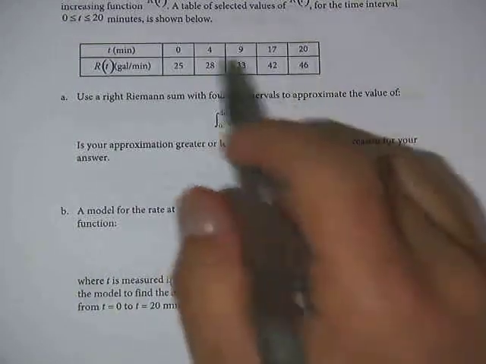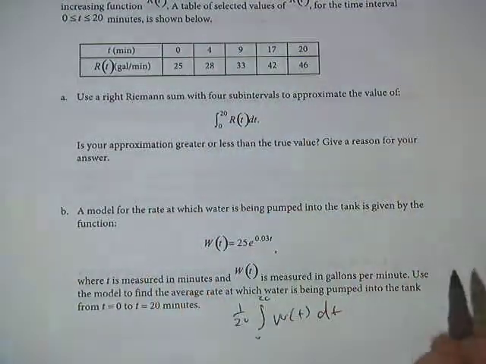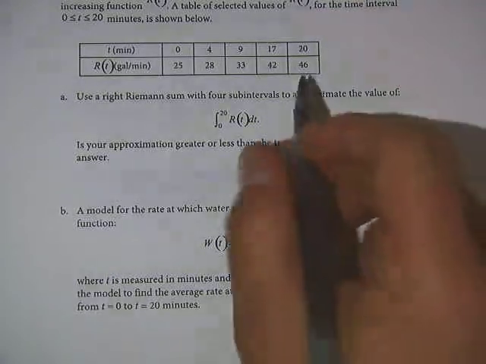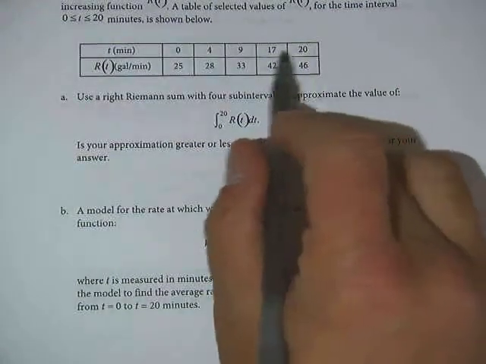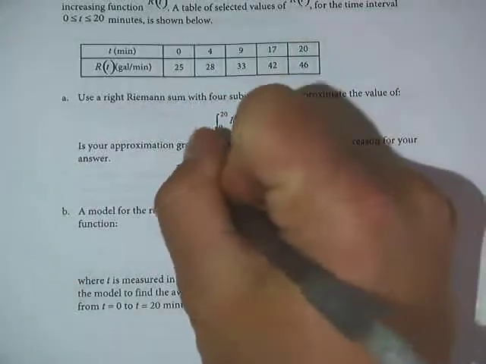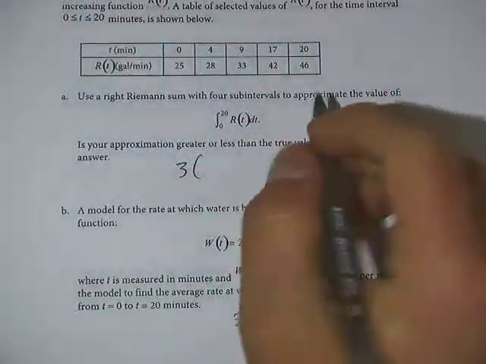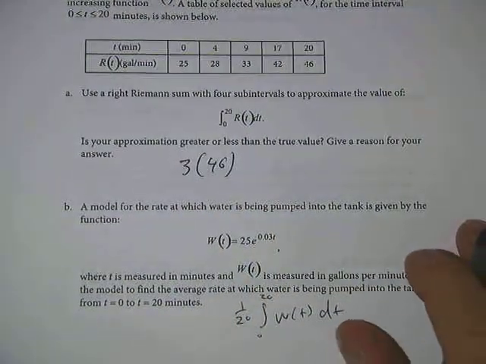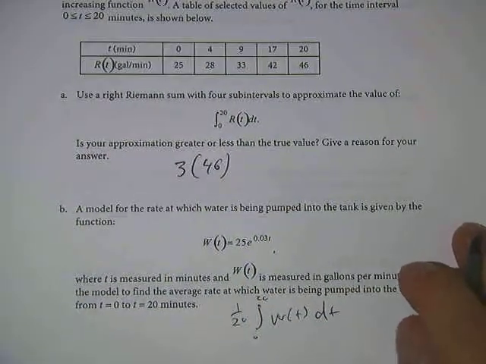In part A, it says use a right Riemann sum to approximate this value. If we want a right Riemann sum, we can see that we've got 0 to 4, 4 to 9. Those are non-uniform subintervals, true? So that means we can't just go 2 times a bunch of heights like we did last time, and we need to consider each rectangle individually. And if we're going right Riemann sum, that means we don't consider the left endpoint.